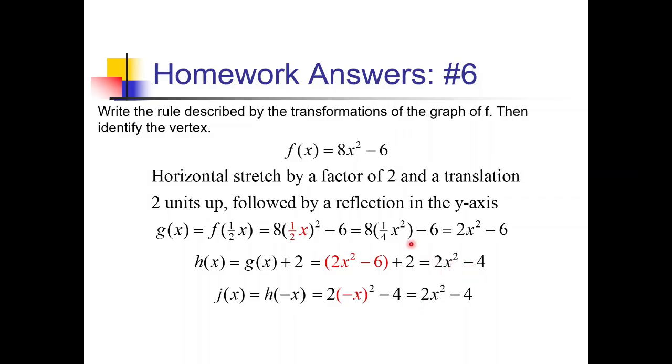Now the other thing they wanted was the vertex. So this is really like having x minus 0, which is just 0 for the h value of my vertex, the x value. This minus 4 is giving me minus 4 for the y value. So 0, minus 4 is our vertex.